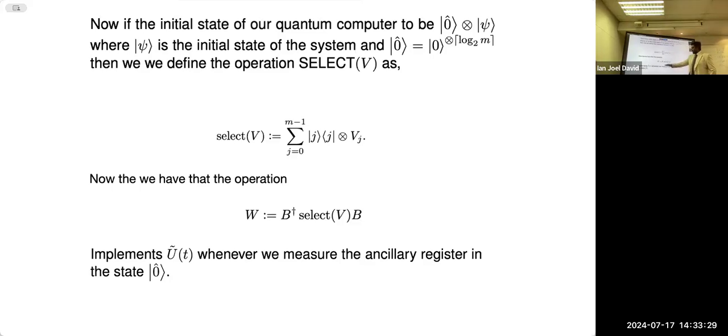And then we can define the following operation, which will just be B dagger, select V, B, and we claim that this will implement U tilde of t whenever we measure the ancillary register, which is the first register, in the state 0 hat, meaning whenever we measure the ancillary register in all zeros. Okay?